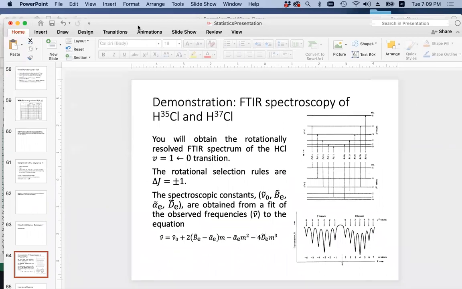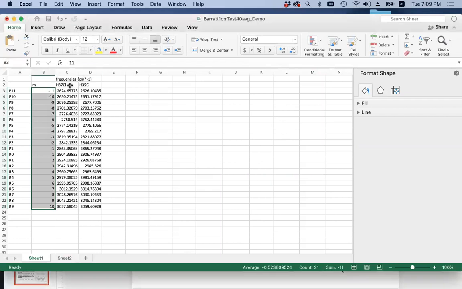And then I've written down the frequencies for the H37Cl isotopomer in this column, and the frequencies for the H35Cl isotopomer in this column. Okay, so next, probably what you want to do is plot your data to make sure that you've selected your frequencies precisely, right? Because you'll be able to see it if you've got totally wrong values.